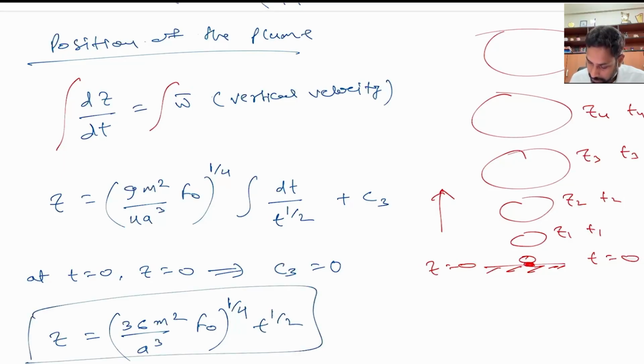Okay, so this is the position of the plume at any particular time t. If you want to find how far it has risen starting from the point of release, this particular equation can be used. You can see it all depends on the value of f naught. If you know the buoyancy at the release, you can actually predict its location or momentum depending on the time.